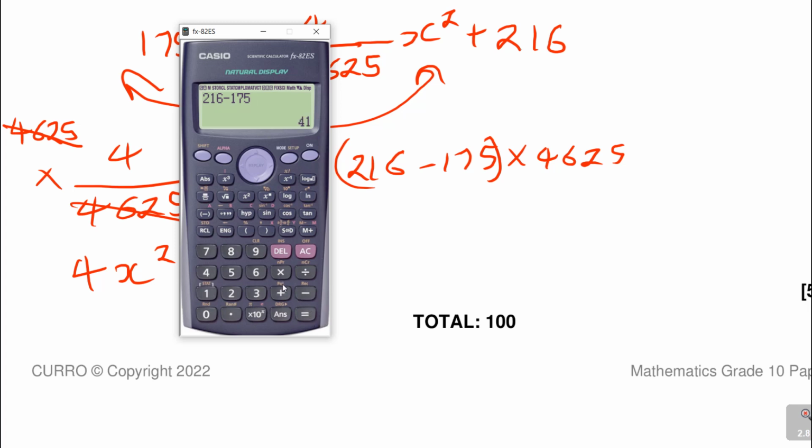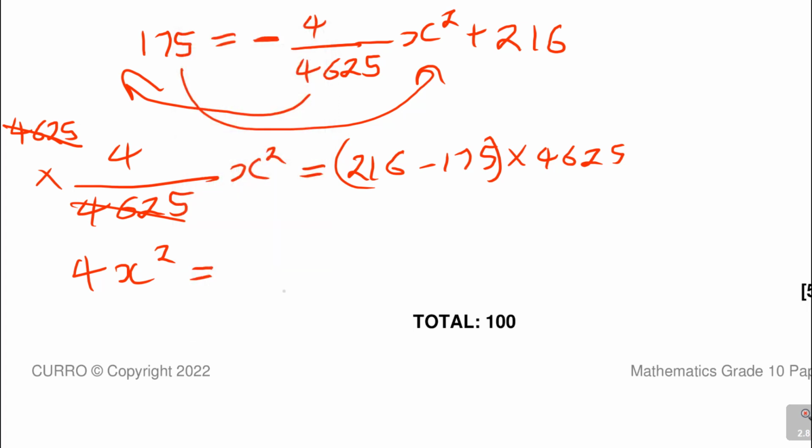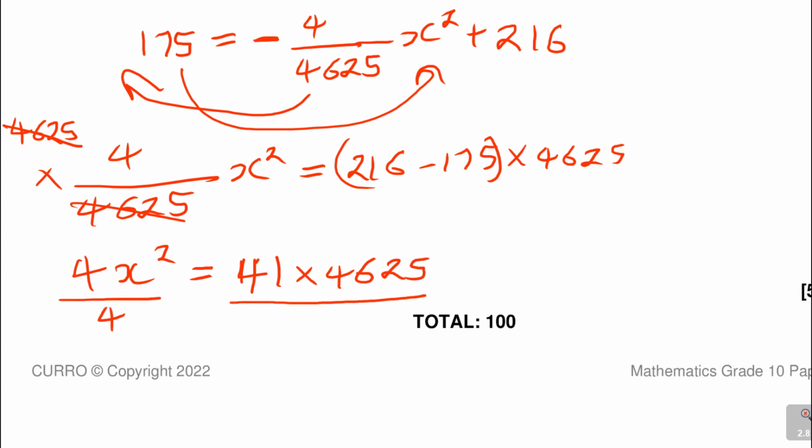Now it's 41 times 4625. Okay, then you get that number. But let's leave it like this because it's too big a number for me. You're going to get 41 times 4625. I can work it like this. You divide by 4, you divide by 4. Then what do you have now? You've got x squared is equal to 41 times 4625 over 4.